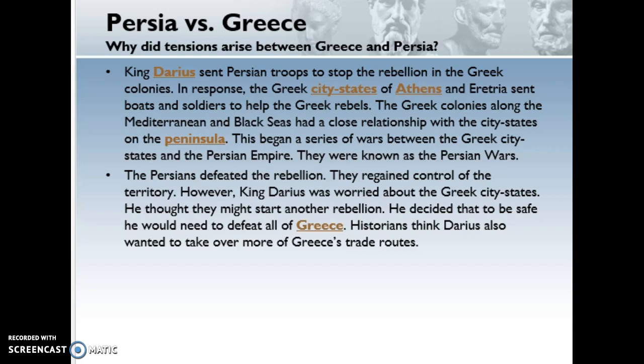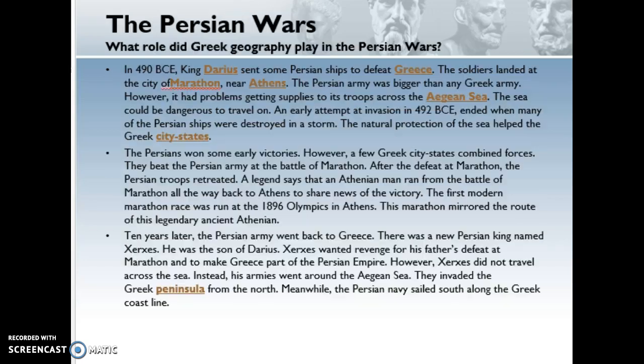The Persians defeated the rebellion. They regained control of the territory. However, King Darius was worried about the Greek city-states. He thought they might start another rebellion. He decided that to be safe, he would need to defeat all of Greece. Historians think Darius also wanted to take over more of Greece's trade routes.